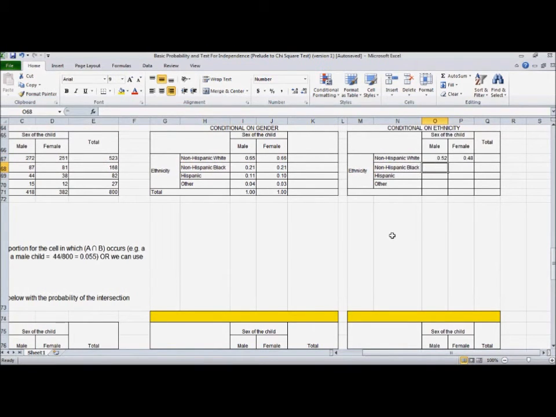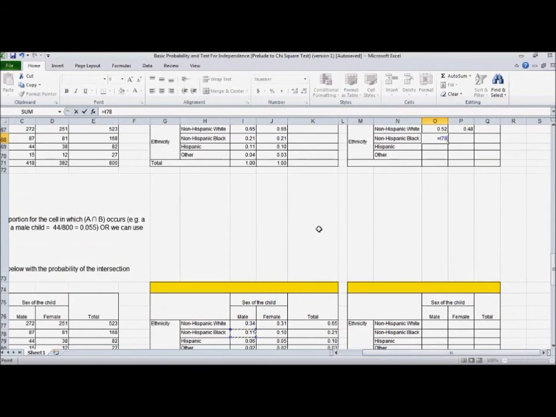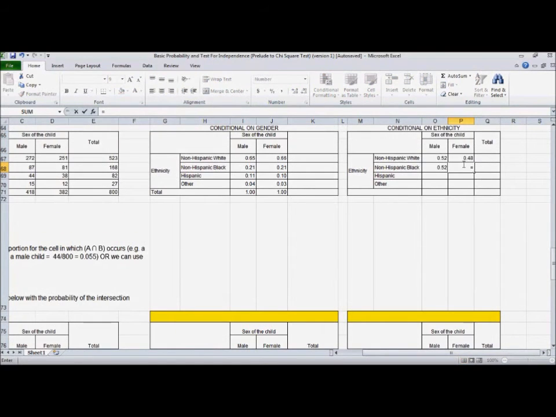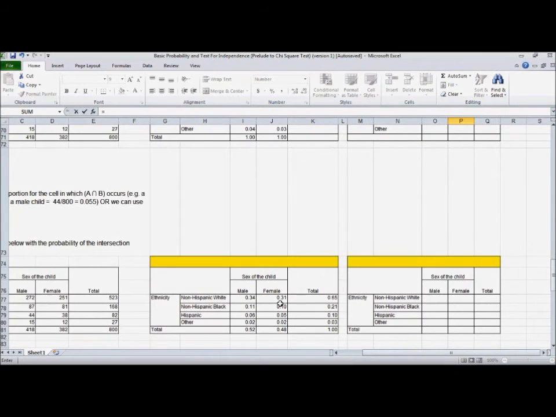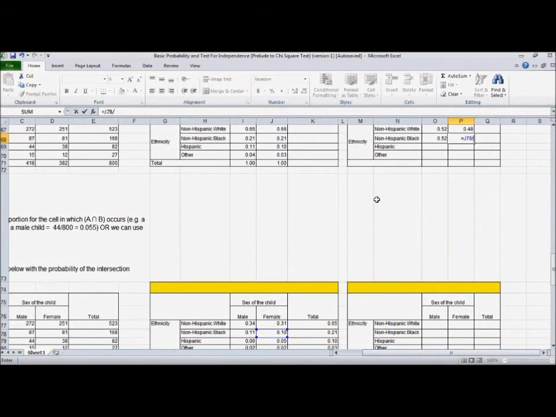Probability of male given non-Hispanic white equals the probability of male and non-Hispanic white divided by the probability of non-Hispanic white. Probability of male given non-Hispanic black equals the probability of the intersection male and non-Hispanic black divided by the probability of non-Hispanic black. Right, now again we can do probability of female given non-Hispanic black equals the probability of the intersection divided by the probability of non-Hispanic black. And we can continue that here, so I'll fill these in.